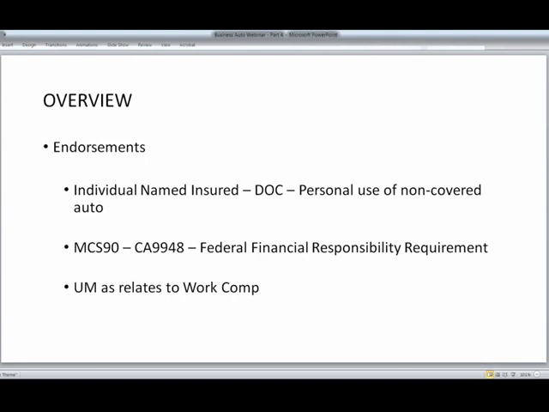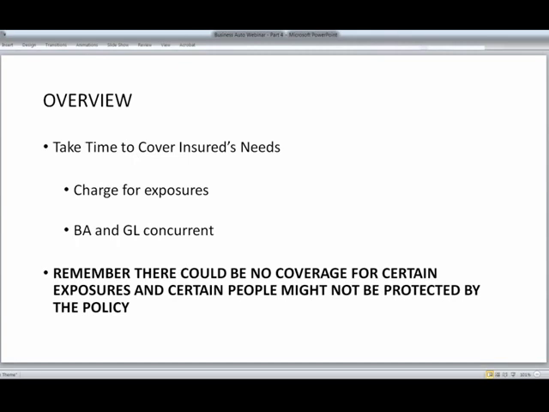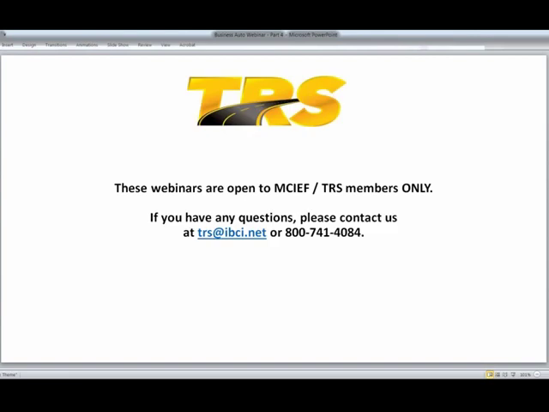I hope these 4 hours gave you an understanding of the business auto coverage. We look forward to your participation in future things. Take time to clear up the insurance needs, charge for the exposures, make sure the business auto and general liability are concurrent. Remember, there could be no coverage for certain exposures, and certain people might not be protected by the policy. You want to decide that up front.